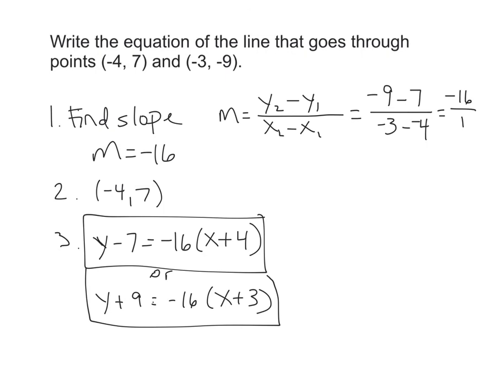All right, so hopefully you have one of these two equations, depending on which point you chose. I chose to use this point in the first one, so y minus 7 equals negative 16 times the quantity x plus 4. You could have chosen this as well if you used that equation. Either way, the slope was negative 16 when we did our computation up here. And let me know in class if you have questions on this process.